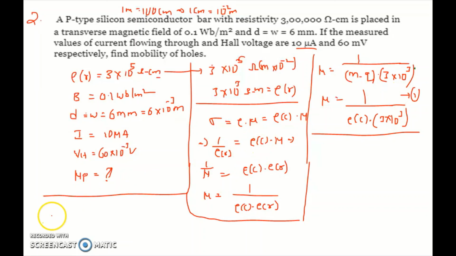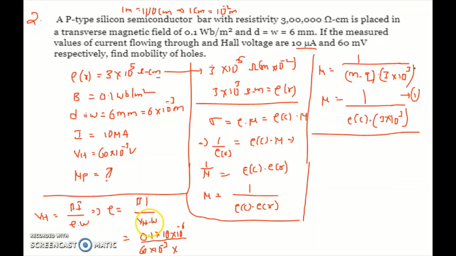And next we will go to the Hall voltage formula, that is VH is equal to BI divided by rho into W. So rho is nothing but the charge density, so the charge density can be taken as BI divided by VH into W. That is equal to, where B is 0.1 into, and I is 10 micro, that is 10 into 10 power minus 6, whole divided by VH, the Hall voltage, that is 60 into 10 power minus 3, into W, the width, which is given as 6 into 10 power minus 3.